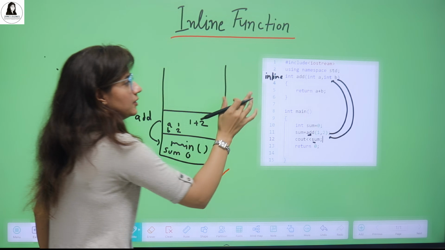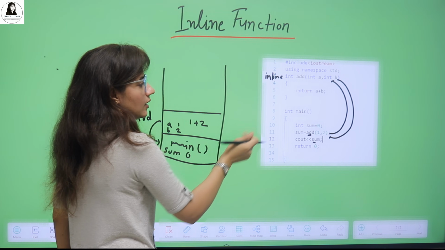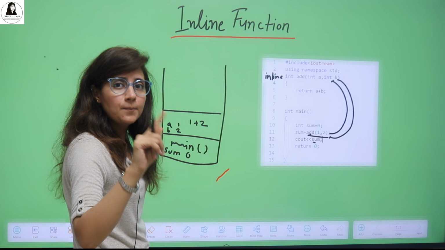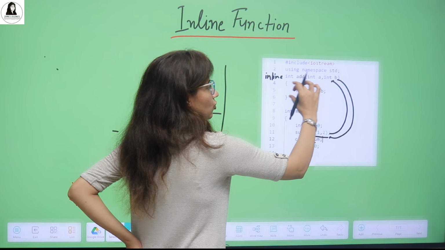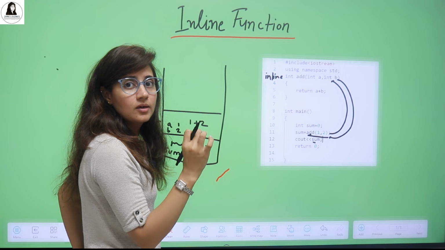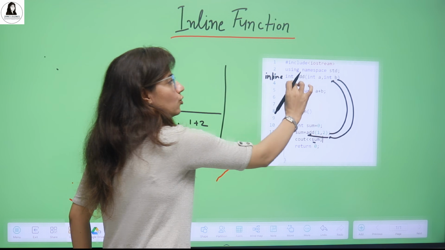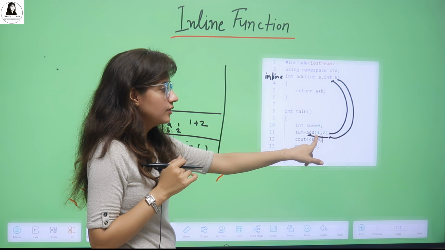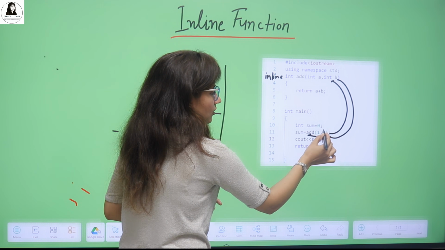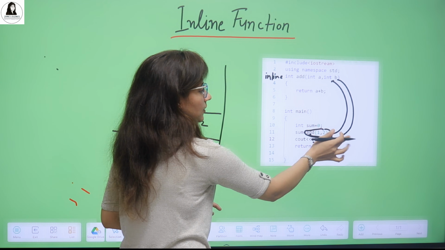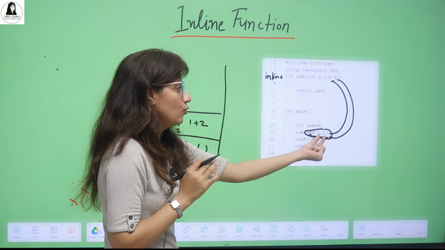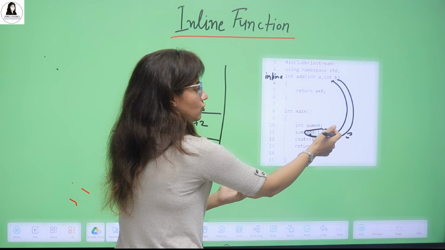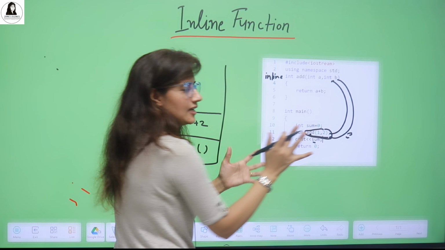Now, what is actually happening when you write that inline keyword at the function call? At compile time only, the whole body of this inline function gets inserted at the place of the inline function call. So this line would be replaced with return a plus b. So 1 plus 2, return a plus b, means 3. The control will not go back and forth, directly it will give you the answer 3.